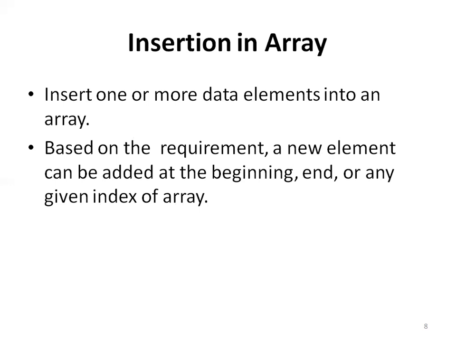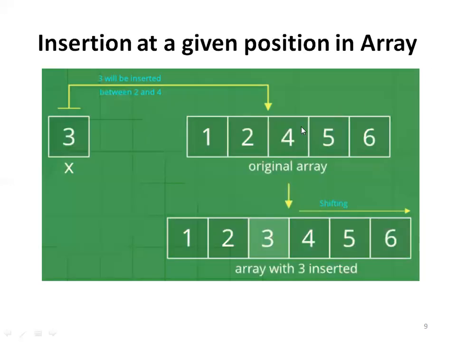So let us take one example for that. We have one array here. It consists of 5 elements: 1, 2, 4, 5, and 6. So 5 elements are there. This is the original array, and we want to insert 3 in between 2 and 4. So the first array element is 1, the second array element is 2, the third array element is 4, the fourth one is 5, and the fifth one is 6.